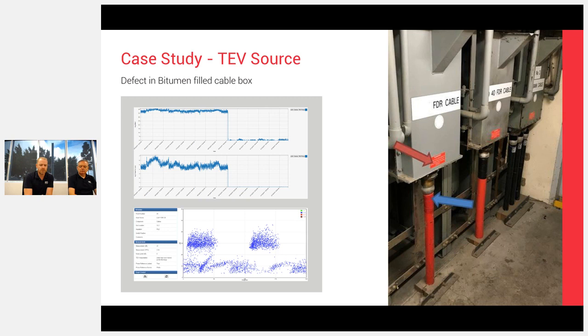In the top graph on the left-hand side, you can see that the activity dropped off as soon as they took that asset off the network. The bottom graph is the phase resolved partial discharge pattern that was captured by the Ultra Z Plus 2. Within that, by analysing it, we can see that there are multiple discharge defects on multiple phases.